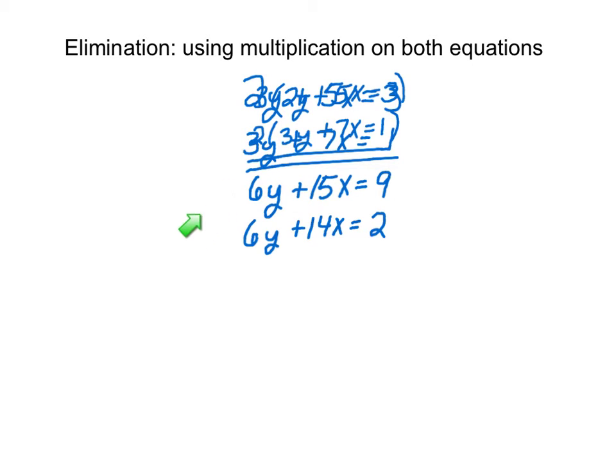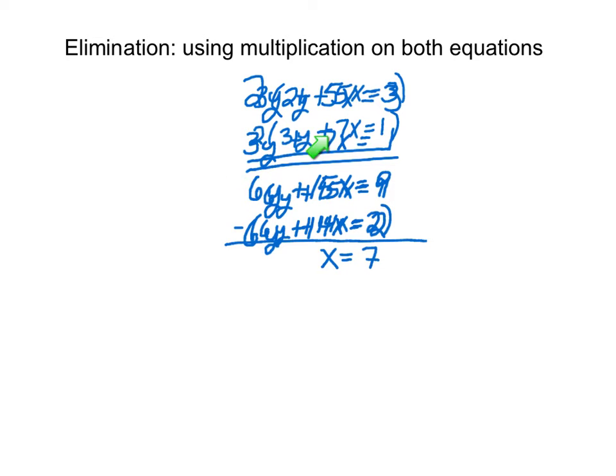And we'll notice that the top equation and the bottom equation both now have a 6y in common. So when we subtract these two, the y term will eliminate. When we subtract these two equations, we get 6y minus 6y, which is 0, 15x minus 14x, which is just x, and 9 minus 2, which is 7. So x equals 7. And again, we're now going to go back and plug into one of the two original equations, remembering to make sure you plug into the original, not the values after you've multiplied it.